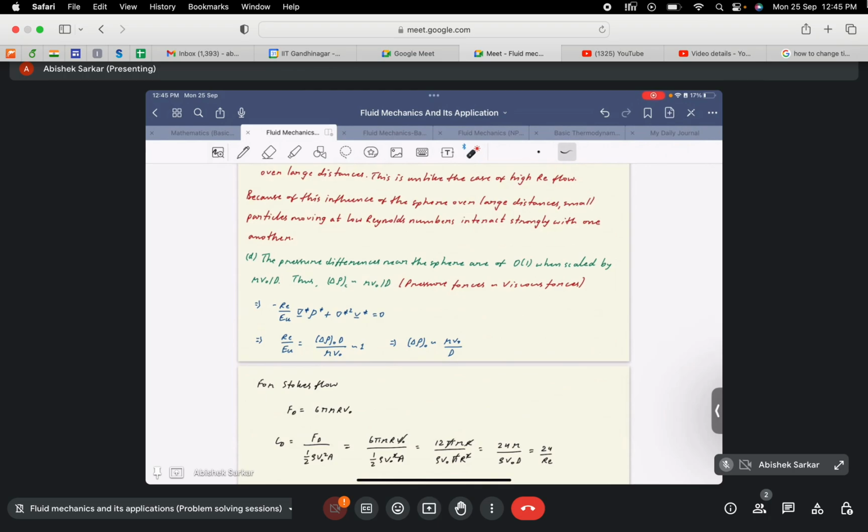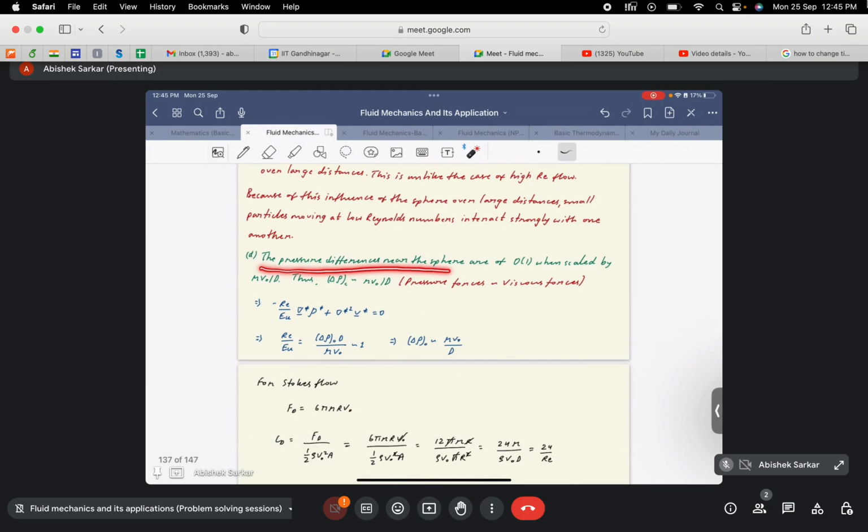And this is now very important. Okay, the pressure differences near the sphere are of order 1 when scaled by mu V0 by d. Thus, the pressure difference is scaled as mu V0 by d, or the pressure forces scale as the viscous forces. Okay, and see, I told that.